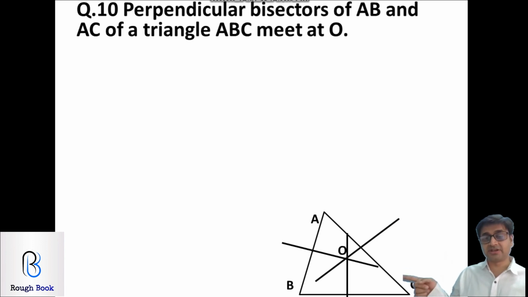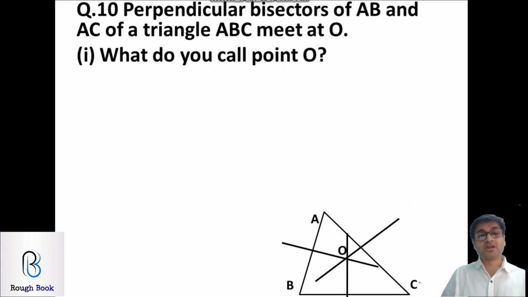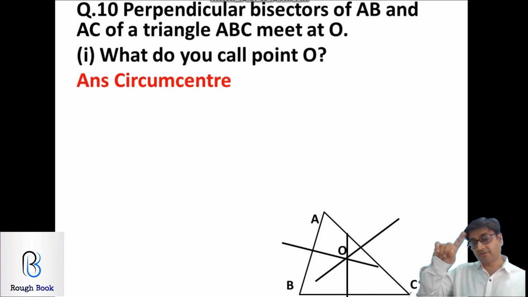Perpendicular bisectors. Can you see? I have drawn three perpendicular bisectors. The first one right over there down, the second one here on top, and the third one there. So when three perpendicular bisectors intersect, what is the point of intersection O called? Okay, so what do you call point O? Circumcenter. Super, because from there you can draw a circumcircle. So try and remember that.